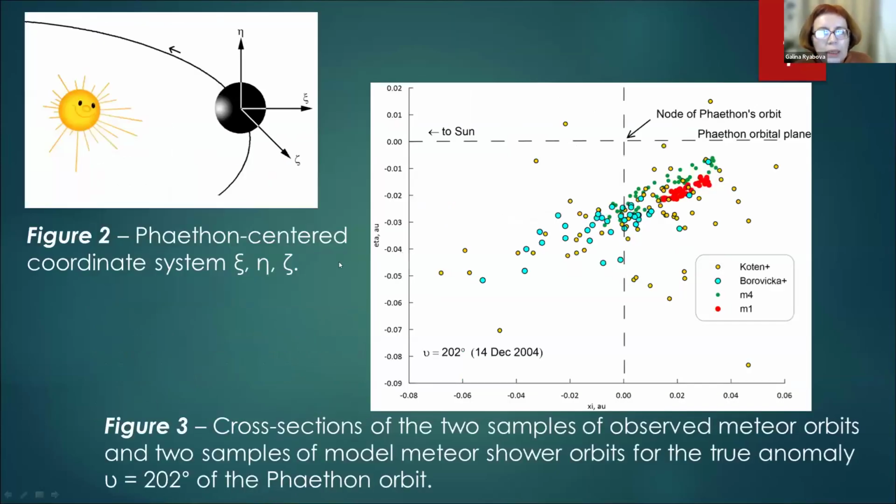And now let us see the same, but in a Phaethon-centered coordinate system, just a cross-section normal to the Phaethon orbit plane. And here you see such a cross-section of two samples of observed meteor orbits, smaller ones and larger ones, bolides, and two samples of model orbits.